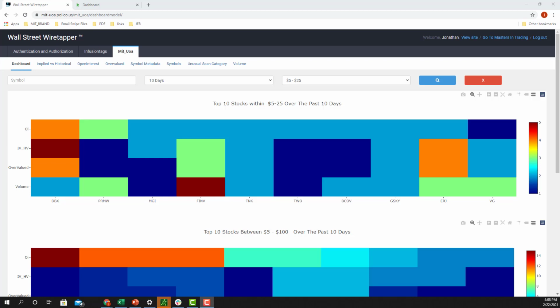So here's the new Wall Street Wiretapper. This is the dashboard of our unusual options activity tool. So let me walk you through exactly how this works.